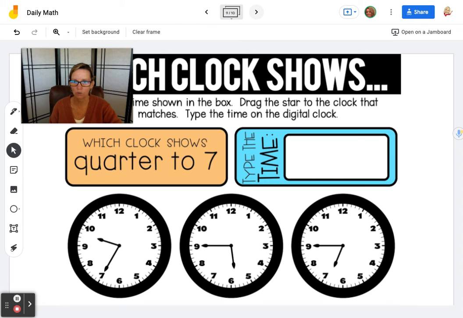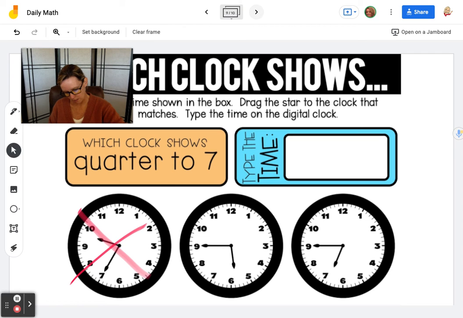A quarter to 7. So if I look at it and I know a quarter to is when it's on the 9, right? Because it's a quarter to the next hour. So I'm looking for the minute hand that's on the 9. This one's on the 7, so that can't be it. Both of these are on the 9, so now I have to look at the hour. It says a quarter to 7, which means it's almost 7 o'clock, but not yet. So I want to find the one that's almost to the 7.